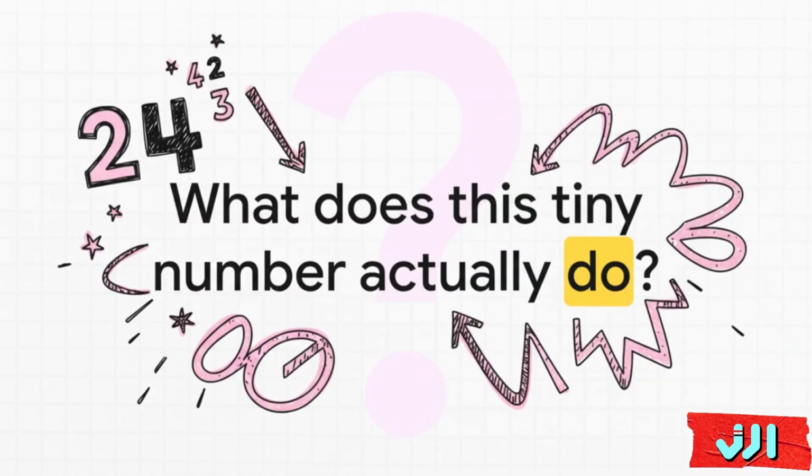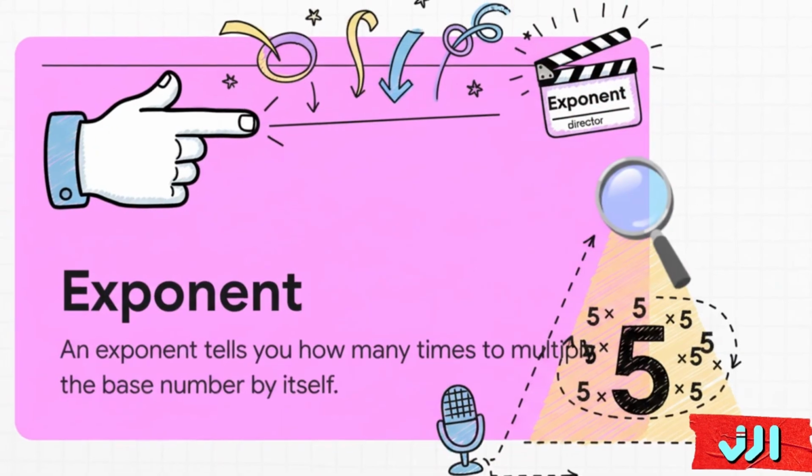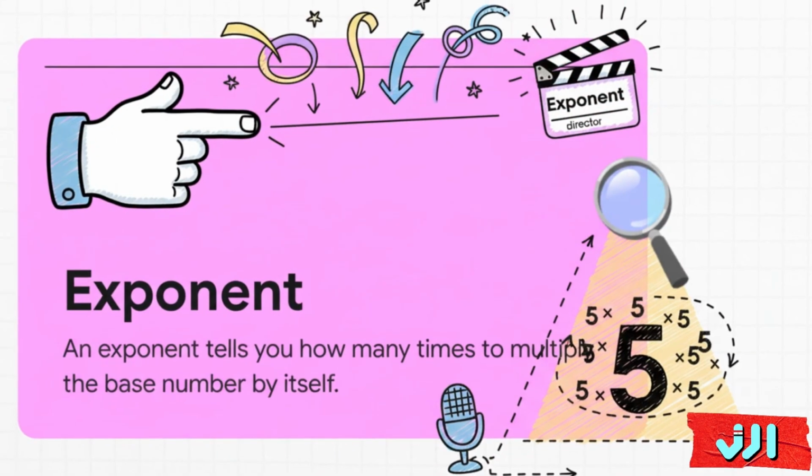So let's start with the most fundamental question, right? You've got your big number, the base, and then this little number hanging out up to the right, the exponent. It might look small, but it's packing some serious power. So what is its job? What is it actually telling us to do? And here it is, the very first key to our code. An exponent is really just an instruction. It tells you exactly how many times to take that base number and multiply it by itself. It's basically a shortcut for repeated multiplication.